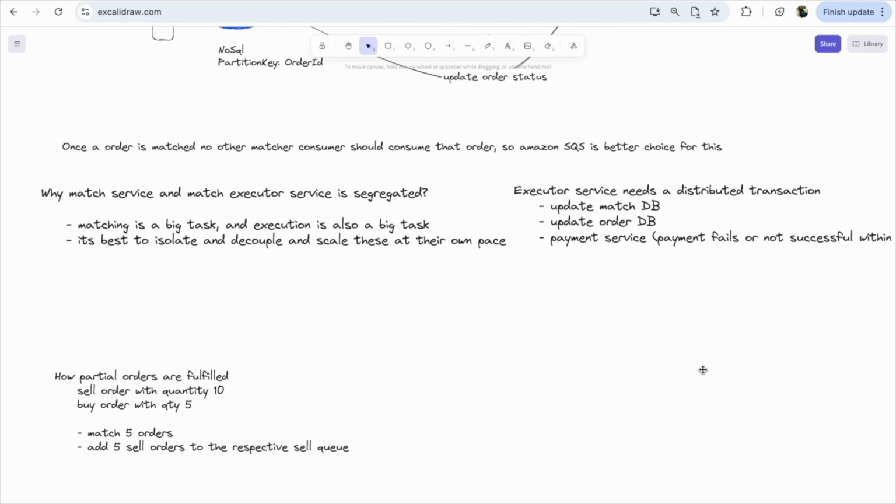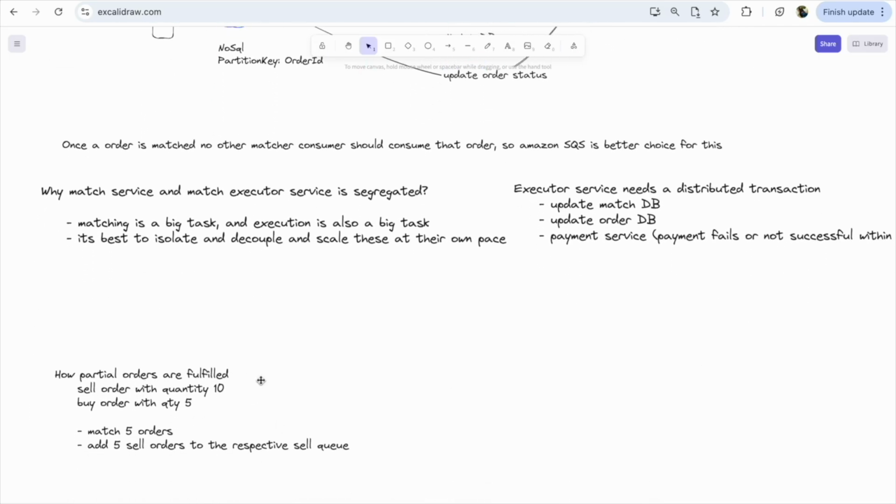Next, let's quickly discuss one topic, that is partial order matching. We have already discussed what it is, but let's discuss it here. Let's say we have a sell order with quantity 10 and a buy order with quantity 5, right? Then we can just match 5. From this sell order we have 10 quantity, we can take 5 from here and match 5 orders, and the remaining 5 stock of the sell order, we can add to the respective sell queue.